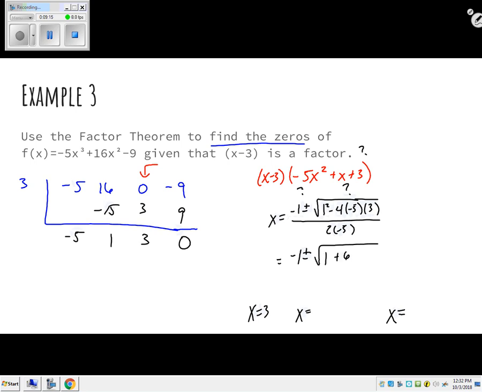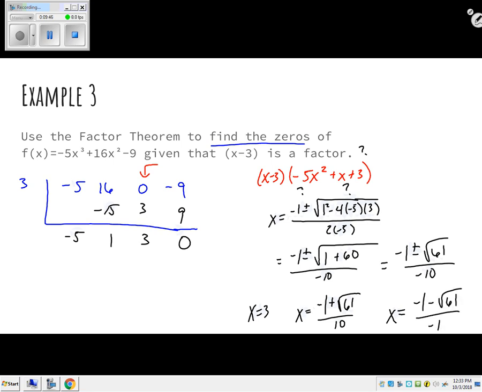That's 1 plus 60 over -10. So that would give me -1 plus or minus the square root of 61 over -10. And that, unfortunately, is my last two zeros. They are not promised to be nice on this. About half of them will be nice in the homework. The other half, they could get pretty gross. So I get -1 plus the square root of 61 over 10, and -1 minus the square root of 61 over, oops, that should be negative things. Okay.